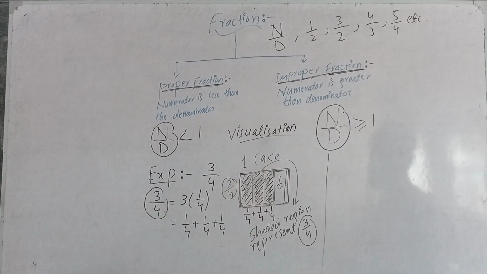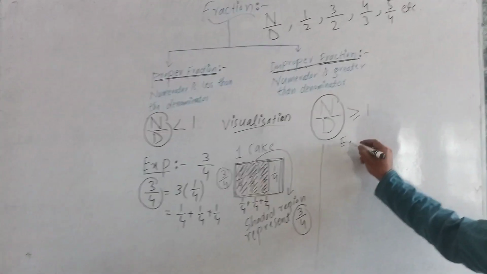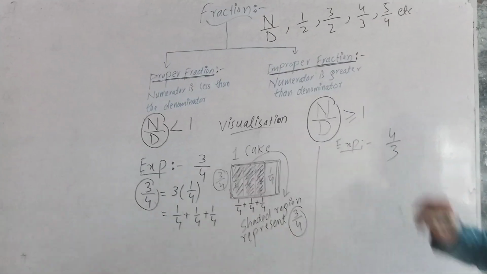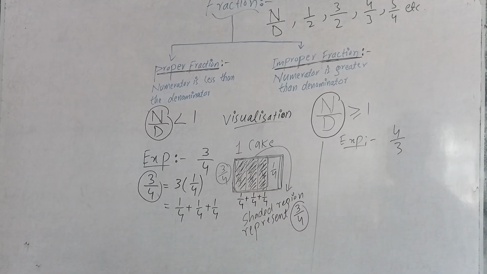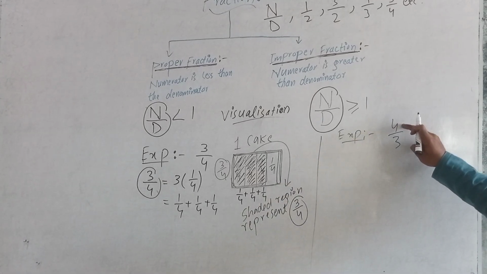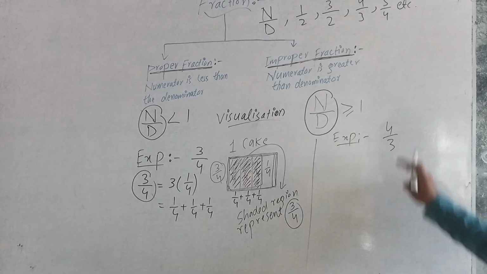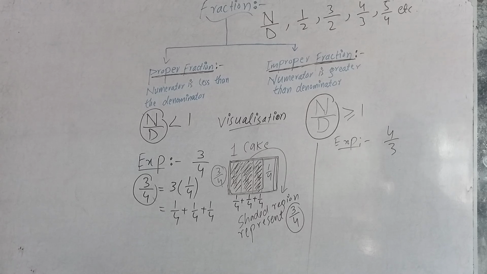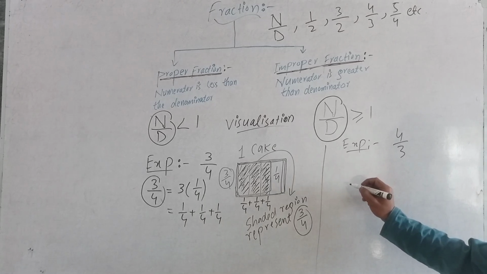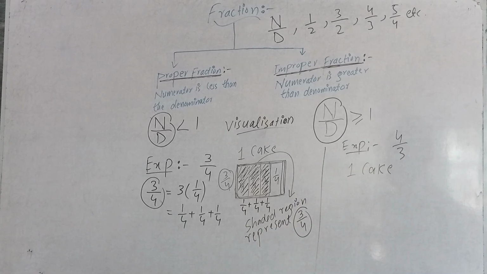Now similarly, for an improper fraction, how do we visualize it? For this, take another example, 4 divided by 3. So 4 divided by 3 is an improper fraction because the numerator is greater than the denominator. Therefore 4 divided by 3 is an improper fraction. For this, we have one example, which is also, let's suppose, one cake.